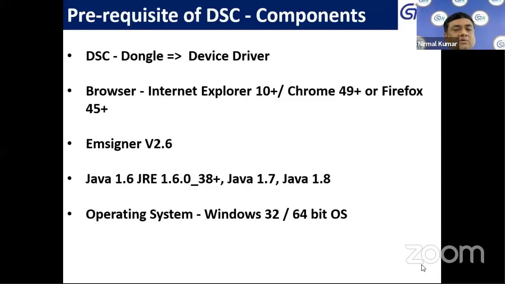You also need to download the EM signer, that is the current version 2.6 that we are using on the portal. You have to download it from the GST common portal and install it on your laptop or the desktop on which you have to sign it. The EM signer acts as a bridge between the GST application software and the dongle. It also creates a secure tunnel so that the signed information from your dongle gets transferred to the GST application.